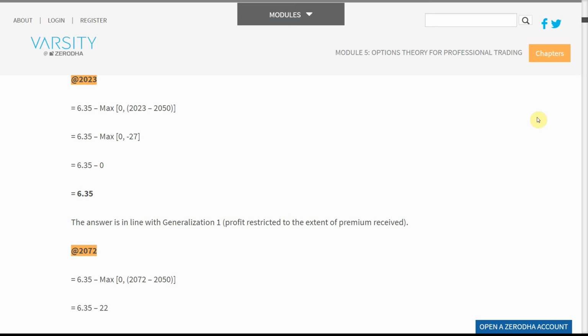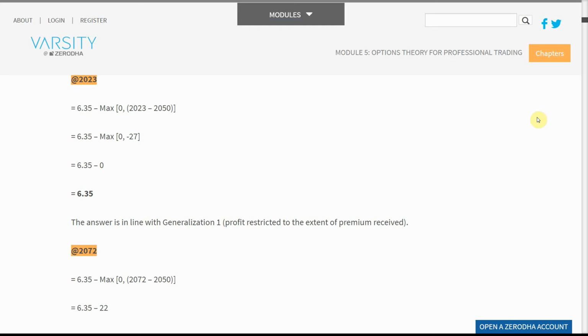The answer is in line with generalization 1. Profit is restricted to the extent of premium received. At 2072, P&L equals 6.35 minus max(0, 2072 minus 2050), equals 6.35 minus 22, equals minus 15.65. The answer is in line with generalization 2. Call option writers would experience a loss as and when the spot price moves over and above the strike price.